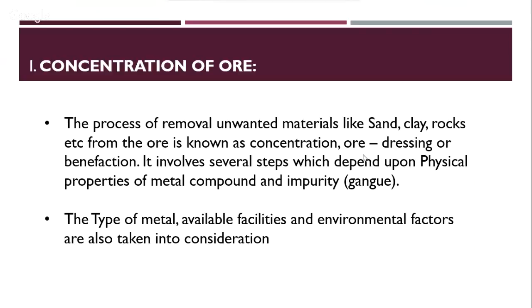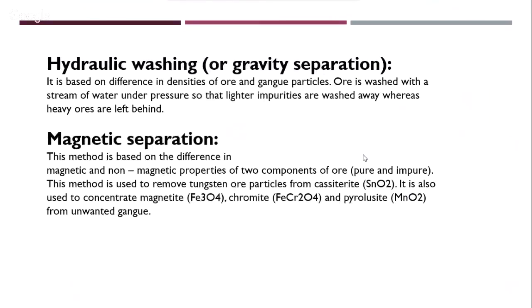Okay. Now let's go back to our concentration of ore. The type of metal, its available facilities and environmental factors are taken into consideration whenever we are doing the concentration process. So these are two important points that you should remember in concentration of ores. The next is what are the different ways of concentration. The first one is gravity separation.